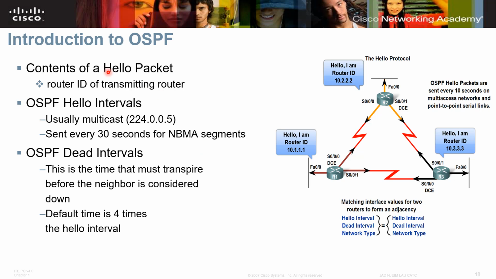The content of the hello packet will include a router ID, the ID of the router that transmits this packet. Interval: we send this packet every 30 seconds for a non-broadcast multi-access network, and this packet is sent every 10 seconds on a multi-access network or point-to-point serial link. It can be sent every 10 seconds in a multi-access network, or usually every 30 seconds in the case of a non-broadcast multi-access network.